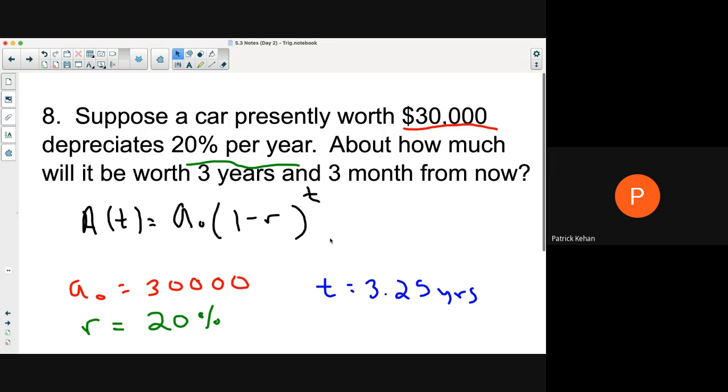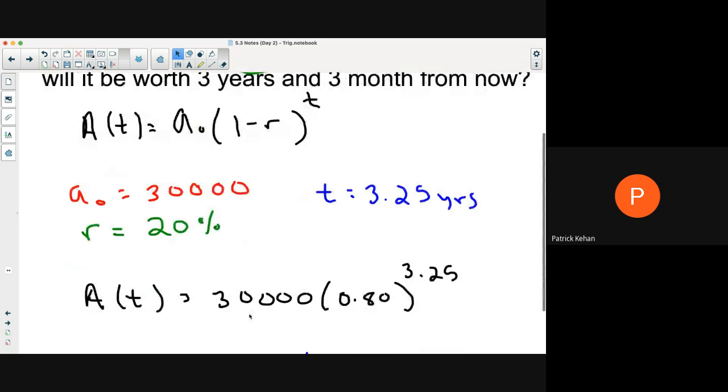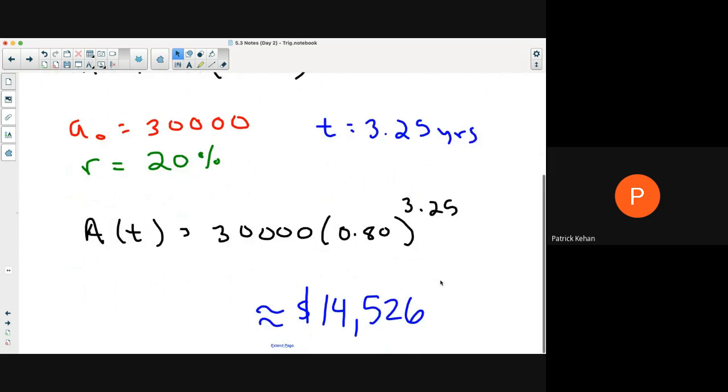So we're going to start with our depreciation model. We're going to identify our key parameters, 30,000. R is not 20%, it's 0.2, and T is 3.25 years. And we're going to drop those values in. So it's 30,000 times 1 minus 0.2, which is 0.8, to the 3.25 years. And this is going to calculate to approximately $14,526.